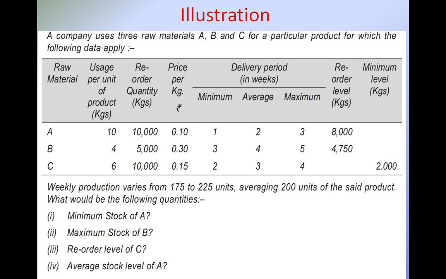We've also been given that the weekly production varies from 175 to 225 units. It averages 200 units, and we've been asked 4 questions. So let's look at the questions one by one. First, we are asked what the minimum stock of A should be. Now, we have already seen the formula for minimum level.